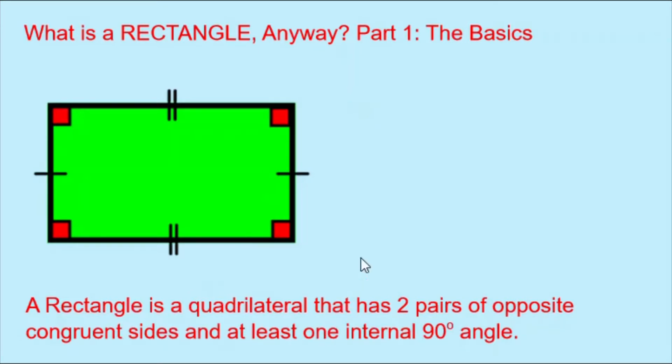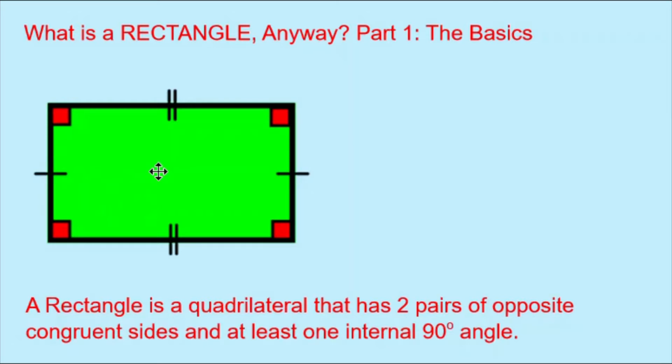internal 90-degree angle. In this rectangle, we show that the internal angles are all 90 degrees by putting these symbols in the corners that look like a little square. And we show that the opposite sides are congruent with these symbols that are lines. The short sides each have one little line, and that tells us that they are the same length as each other. The two longer sides have two little lines each. This shows us that they're the same length as each other and allows us to realize they're not the same length as the two short sides.